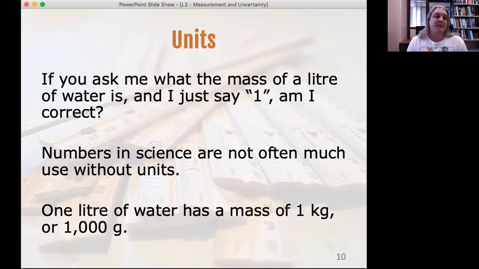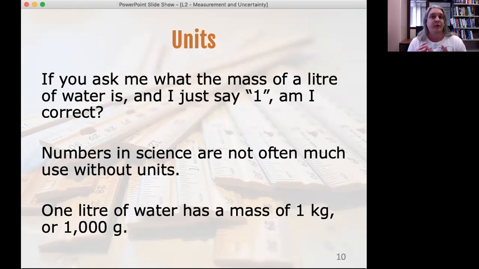1 litre of water has a mass of 1 kilogram. That's actually how the litre is defined. It's 1 kilogram of water, which is, as we know, 1,000 grams. 1 kilogram is 1,000 grams. So if I just say 1, that doesn't mean anything. But if I tell you a litre of water has a mass of 1 kilogram, then that's correct and that's useful information. So we need units to make sense of our quantitative data in most cases.